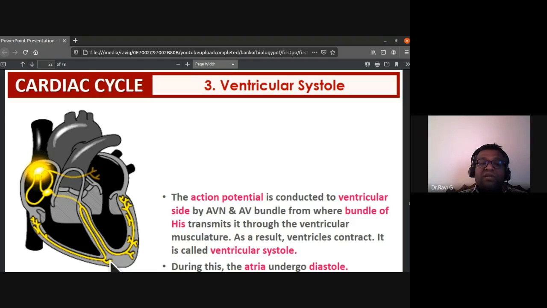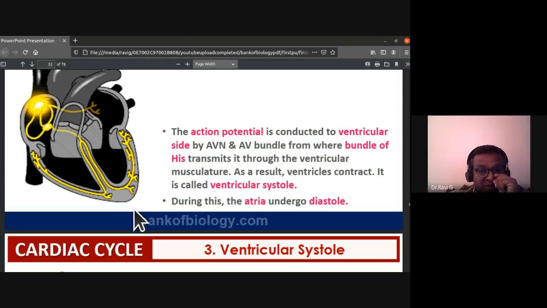Together we call it the bundle of His. It transmits this action potential through the ventricular musculature. As a result, the ventricles contract, and this contraction we call ventricular systole. When the ventricular systole is contracting, the atria are at rest.